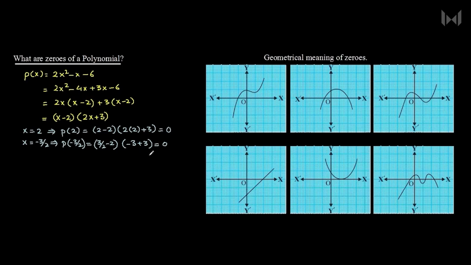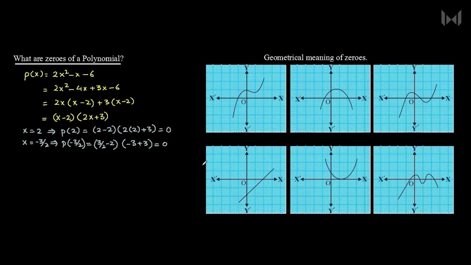It is also very important to understand that if it is a linear polynomial, because its degree is 1, it will have only one zero. For a quadratic polynomial, because the degree is 2, it will have 2 zeros. For cubic, it will have 3, and so on.